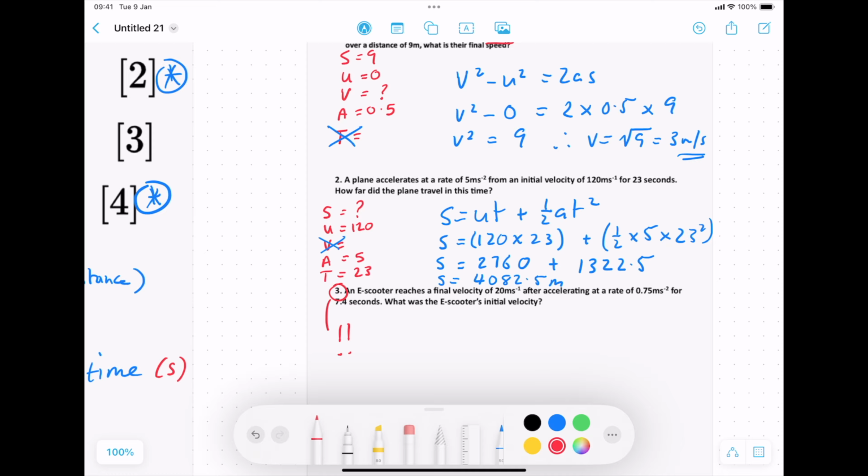Number 3, I am not going to do this. So please have a go at this question using the method I've outlined, and then check your answer against the mark scheme I have attached below the video.